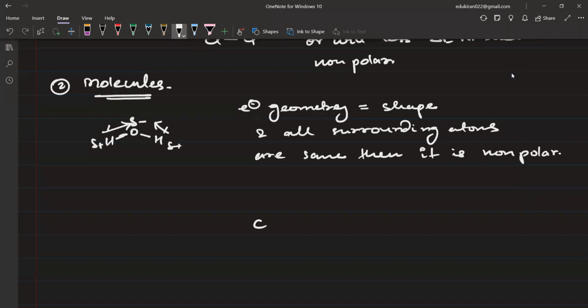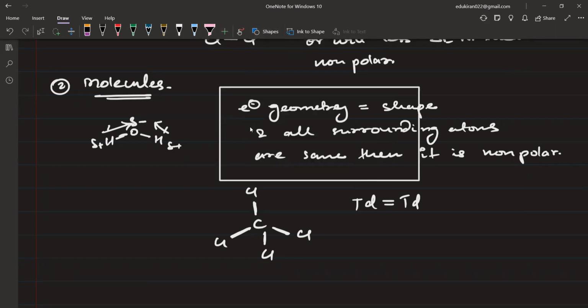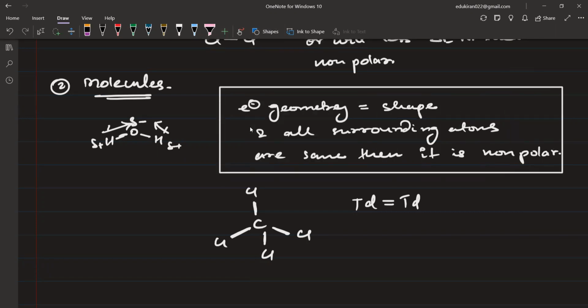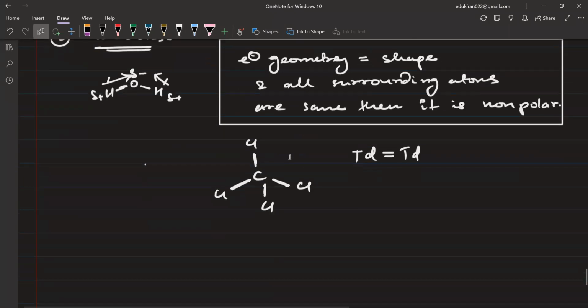For example, look, I have CCl4. The electronic geometry is also tetrahedral, the shape is also tetrahedral, and all of the atoms are also the same. That is why, see, sorry, all the bonds are polar, but the structure is non-polar. So we have C and Cl, two different atoms, with a difference in electronegativity, but the whole structure is going to be non-polar. So if you remember this, how to identify non-polar molecules: the electronic geometry and shape should be equal, and all the surrounding atoms should be the same.